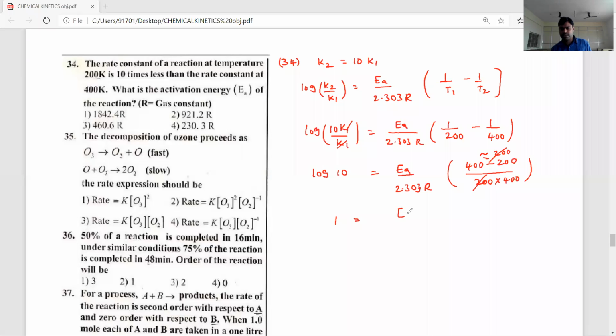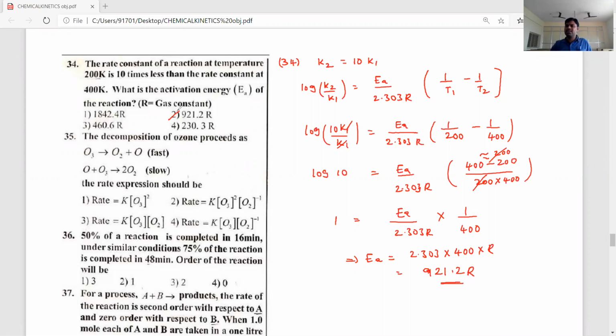Then 1 is equal to Ea by 2.303 R into 1 by 400. Then the activation energy Ea is equal to 2.303 into 400 into R, which is approximately 921.2 R. Okay, so the second option is correct.